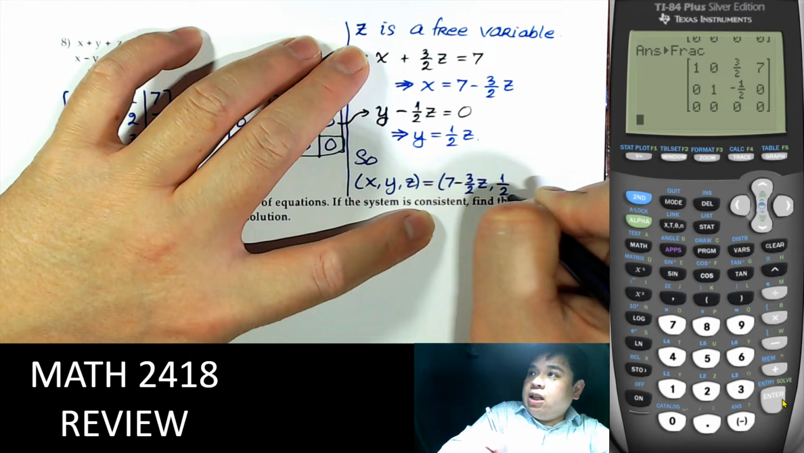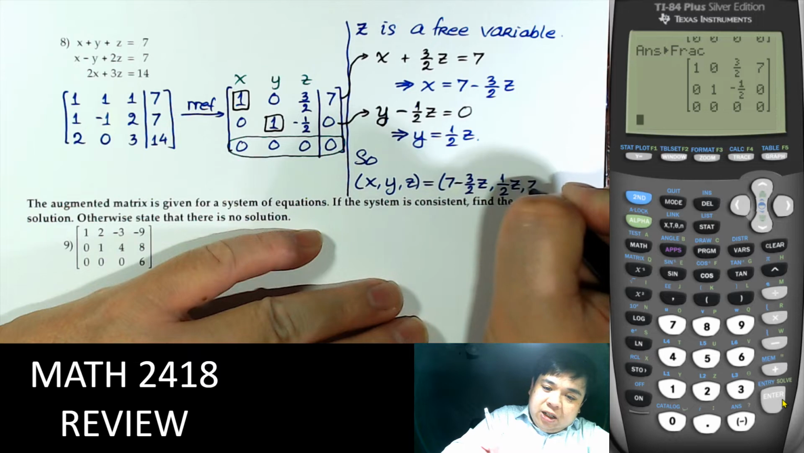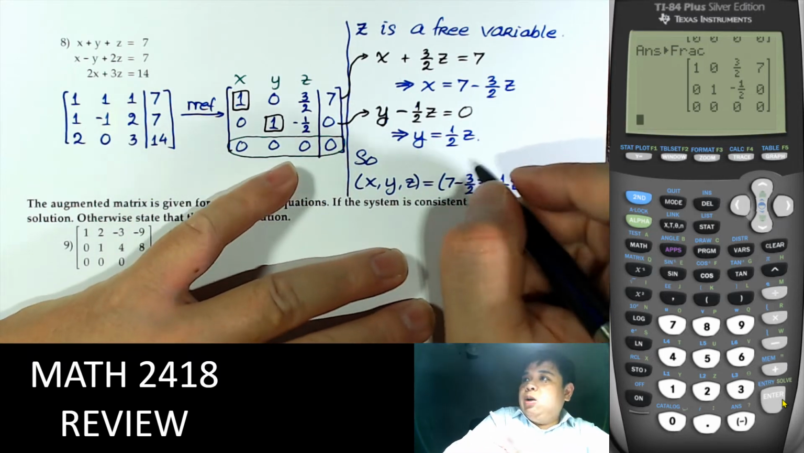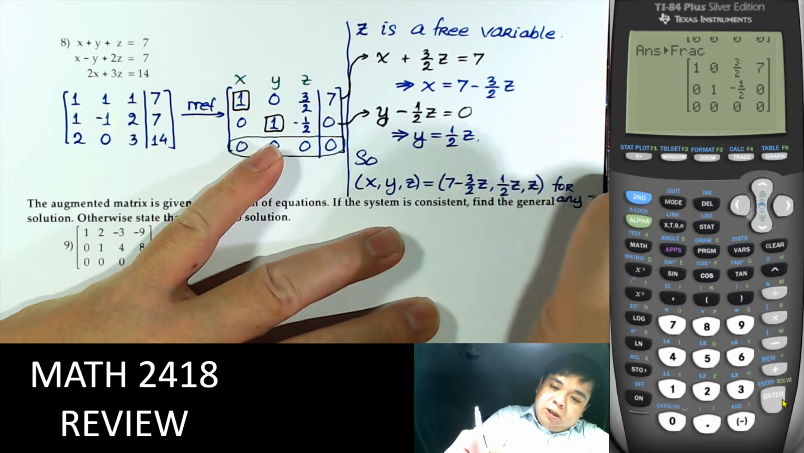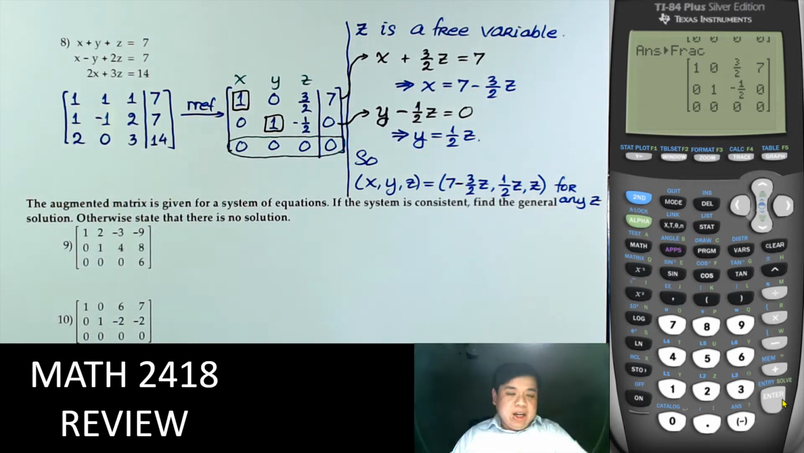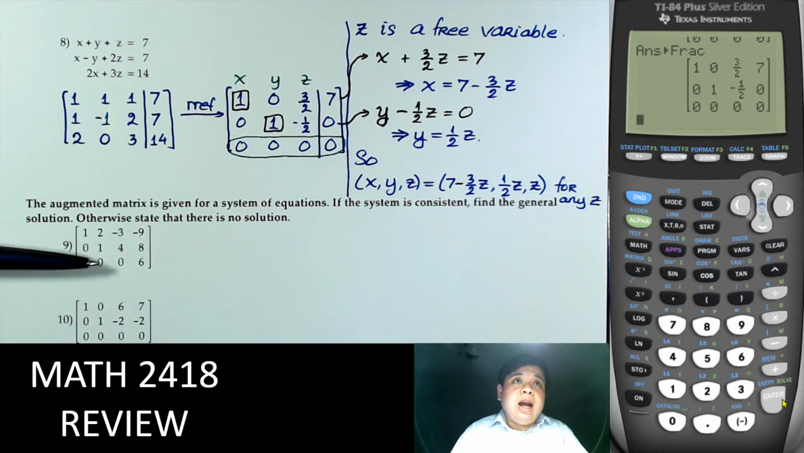Y is 1/2 z and z is just z, a free variable. We can write this for any z. So this is infinitely many solutions because we have a free variable. Next, suppose the matrix is in this form.